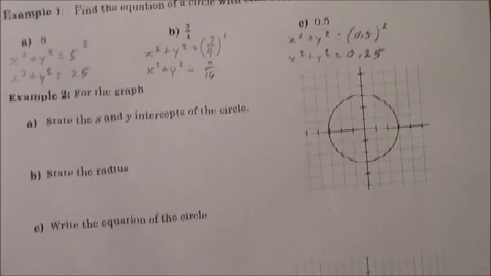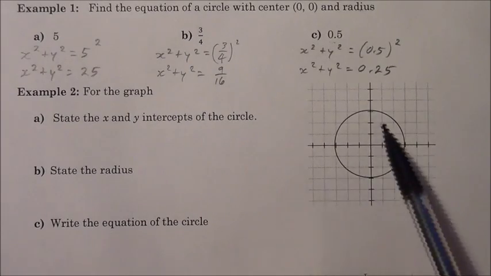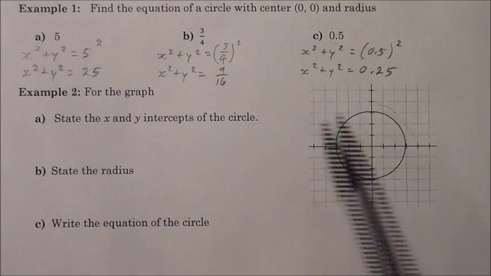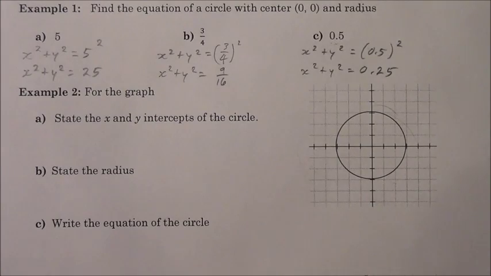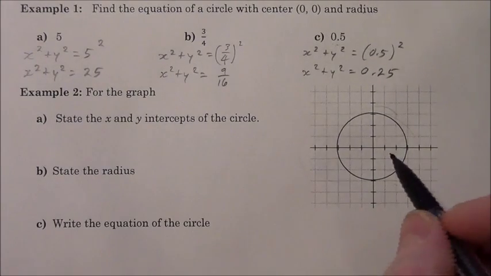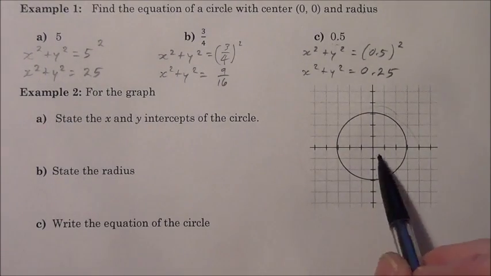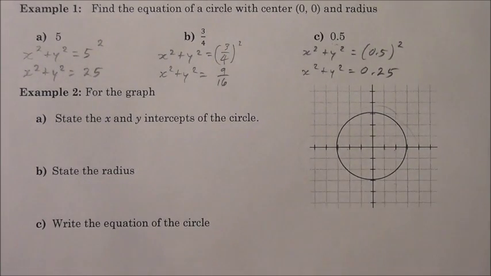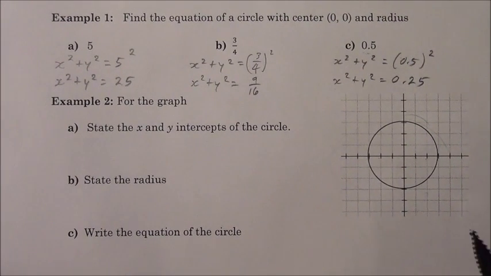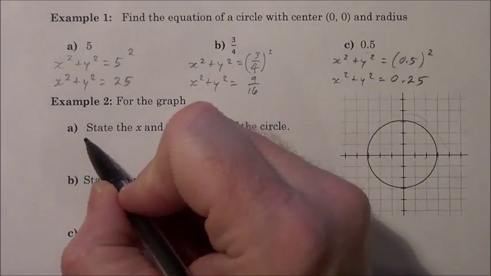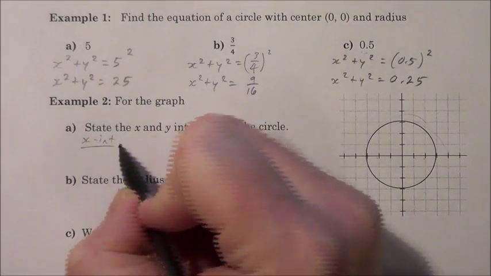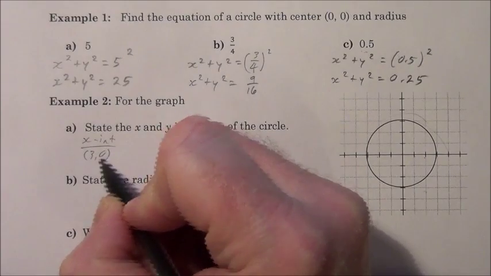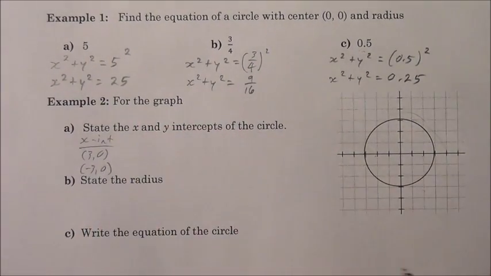Alright, let's move along to example number 2. For this graph, right here, state the x and y intercepts of the circle. Well, if we just look at it here, x-intercepts, we've got 3 units on either side. So the x-intercepts are 3, 0 and negative 3, 0. We'll also write them as coordinates.